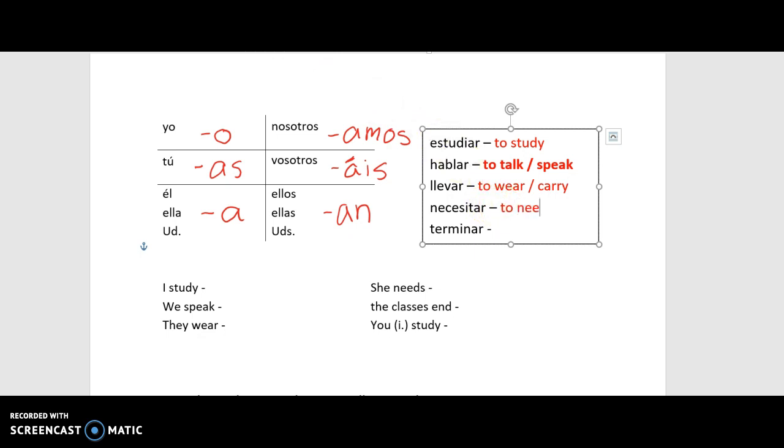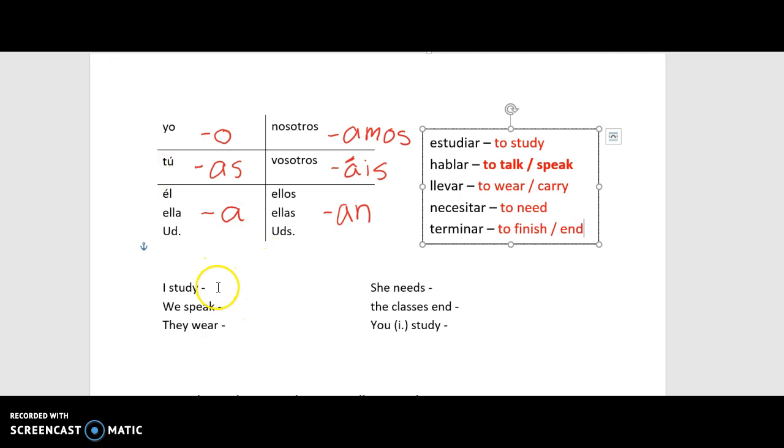Necesitar, to need something. So, yo necesito mi tarea para clase. I need my homework for class. And last but not least is going to be terminar, to finish or end. All right, so let's see how this works.